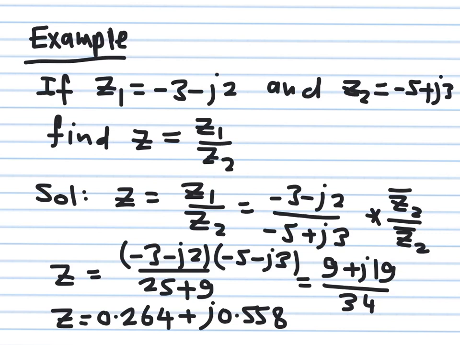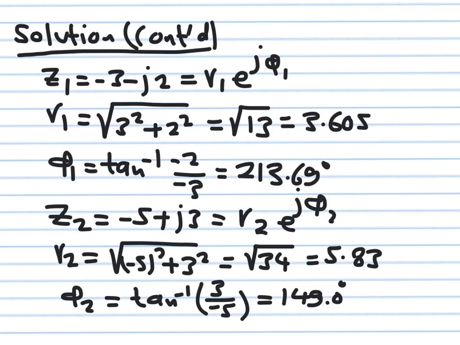Now we're going to verify that we can get the same answer using the polar form. But of course, to be able to use the polar form, I have to convert this one first to its polar form, and then I'll divide these two polar forms. So this is Z1, minus 3 minus J2. I would like to write it as R1 e to the J phi 1. So R1 is the modulus of this complex number, and phi 1 is its angle.